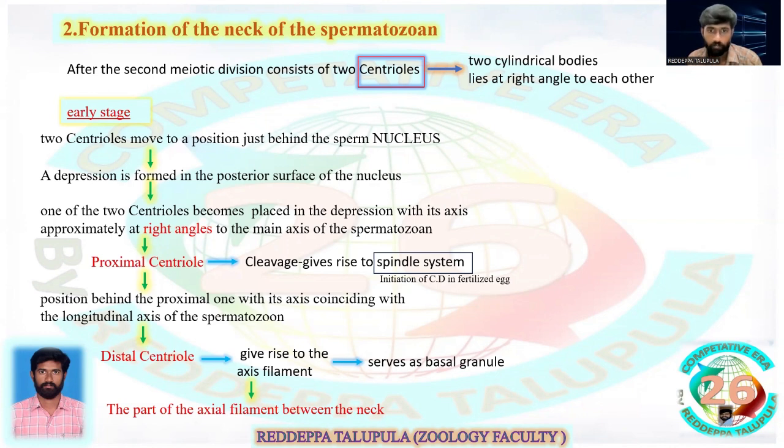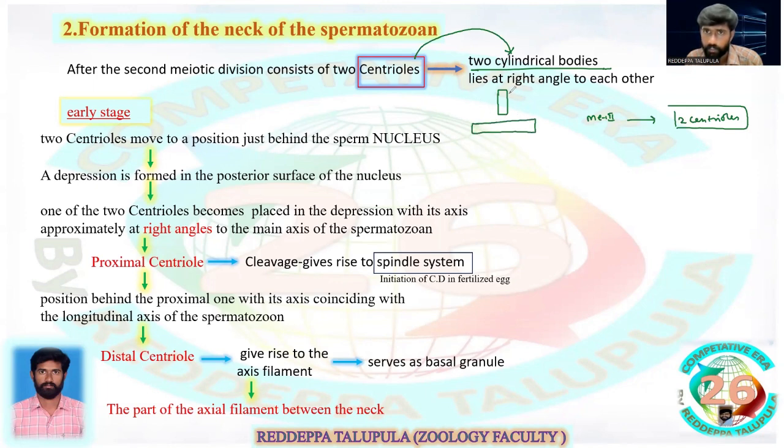Now see, meiosis 2 completed, thus creates two centrioles. First, what are centrioles? Two cylindrical bodies. These centrioles lie perpendicular to each other. That means one will be longitudinal, and the other will surely be horizontal. It is longitudinal, and the other will be this. So the angle between these two will be 90 degrees. Okay. Keep it in mind.